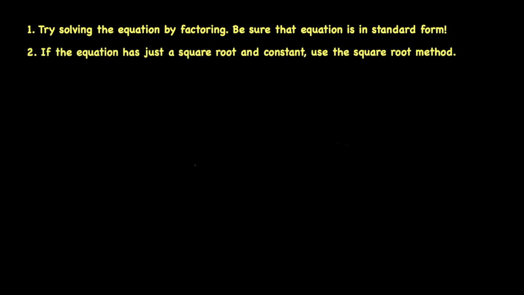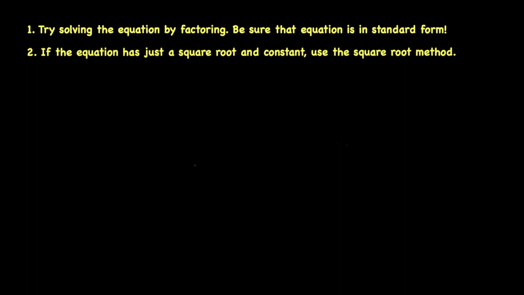Next, look if the equation has just a square term and a constant. If it does, then you can solve the equation by taking the square root of both sides. Don't forget to include a plus or minus sign in your equation once you have taken the square root.